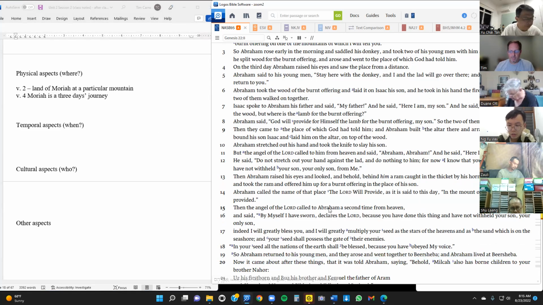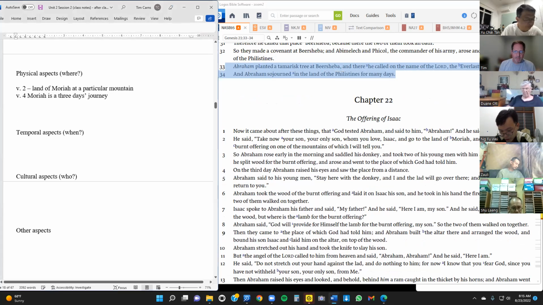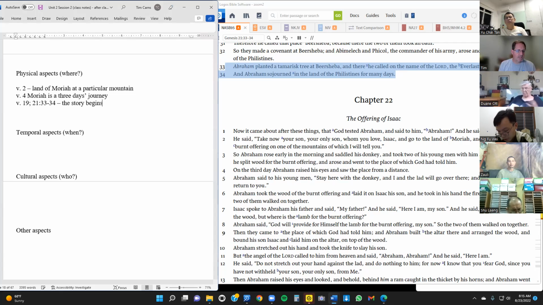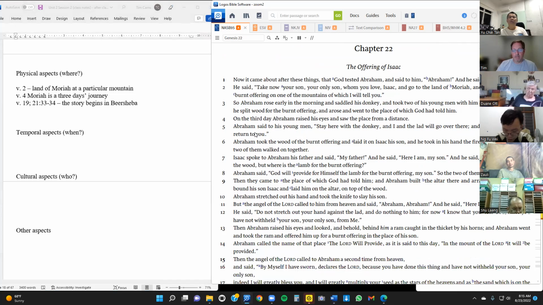And we see that in verse 19, but then also in verses 33 and 34. Yep, chapter 21. Abraham sojourned in Beersheba. So the story begins in Beersheba, right? That is where God speaks to Abraham, and then that's where they return to at the end of the story.